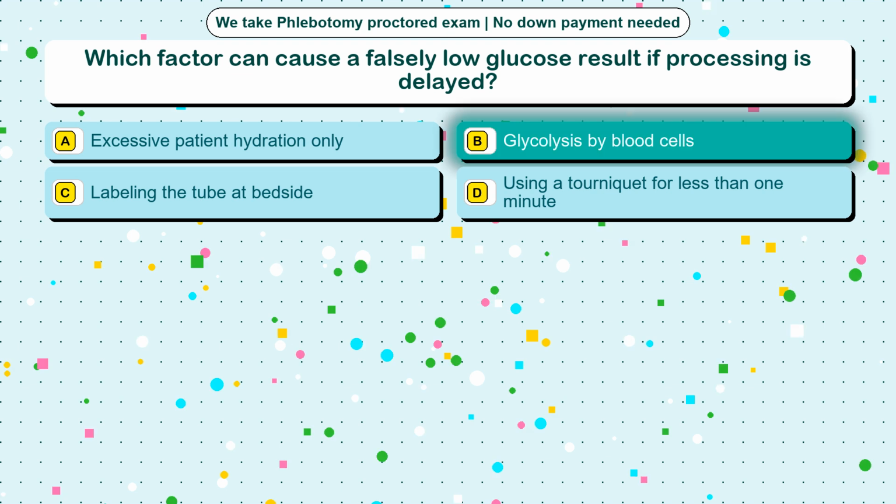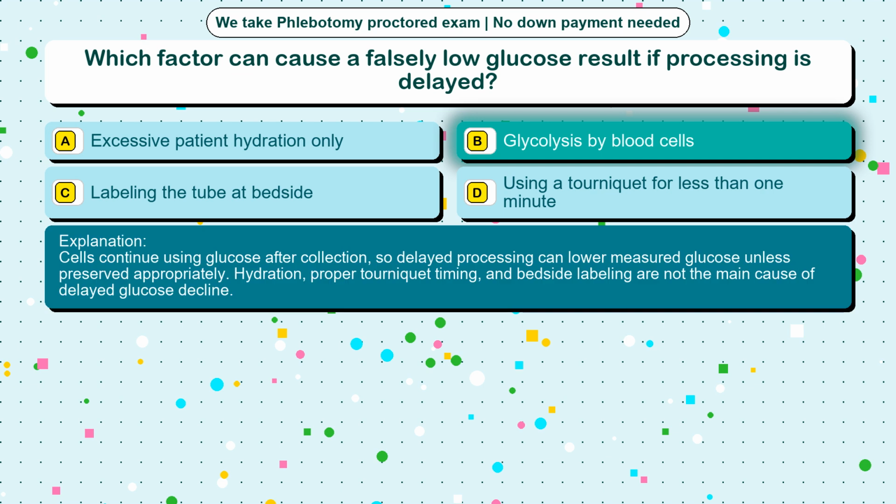The correct answer is option B. Glycolysis by blood cells. Cells continue using glucose after collection, so delayed processing can lower measured glucose unless preserved appropriately. Hydration, proper tourniquet timing, and bedside labeling are not the main cause of delayed glucose decline.